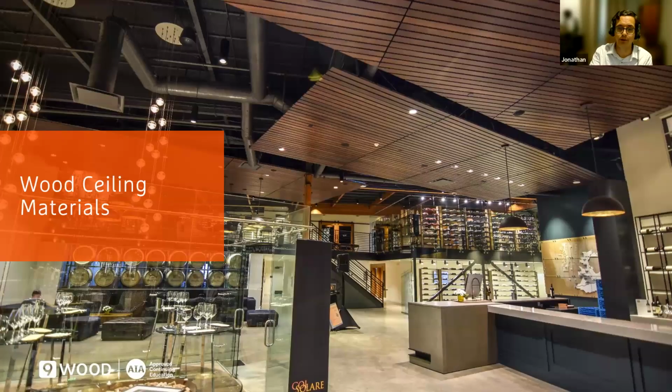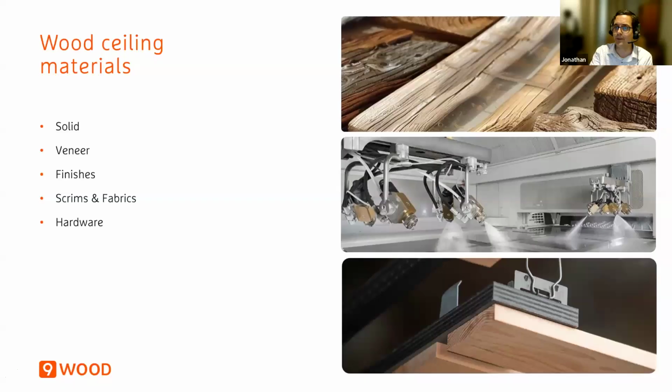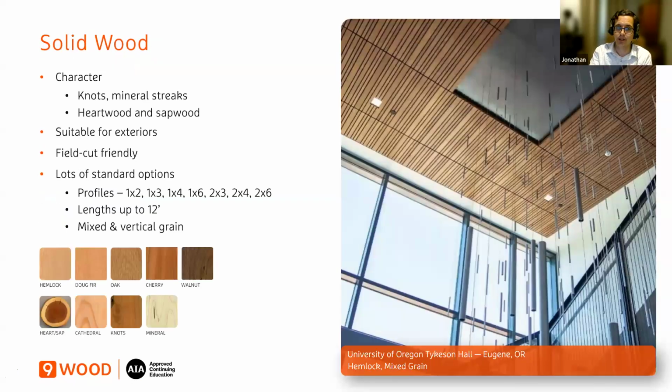Now I'll go into the wood ceiling materials. And again, throw out any questions if you have them. There's solid, veneer, finishes, scrims and fabrics, and hardware. I'm going to predominantly focus on the first three here, going over the different materials. Solid wood. Wood, obviously, everyone loves wood.